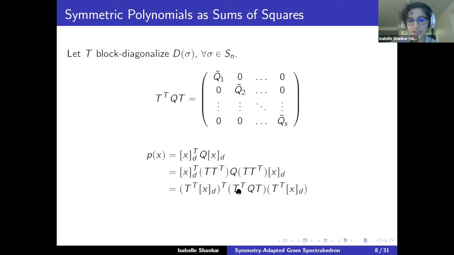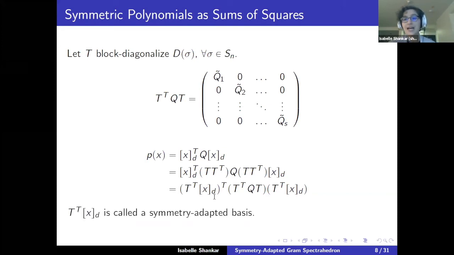So here we have the block diagonalized matrix, and we still have a sort of quadratic form with some sort of a vector of polynomials. It's still a basis of the space of degree D polynomials. It's just a different basis now, right? And this is what's called a symmetry adapted basis. So essentially what we're doing is changing the monomial vector to, again, something called a symmetry adapted basis in order to block diagonalize our Q matrix.